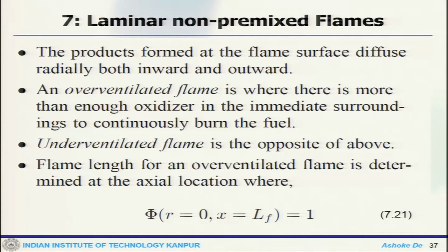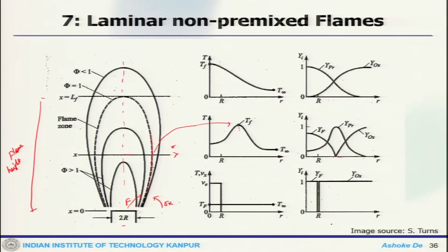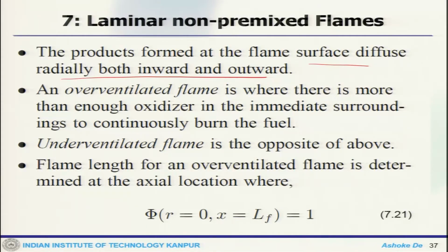Now, some points which can be noted here. One is that the products which are formed at the flame surface diffuse radially both inward and outward. Obviously, that would happen because products can go either side from this flame surface. What is produced can go this side, this can go that side. Now, the over ventilated flame is where there is more than enough oxidizer in the immediate surroundings to continuously burn the fuel, and obviously the opposite to that would be the under ventilated flame.